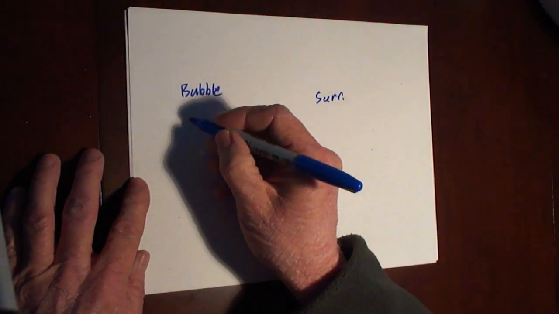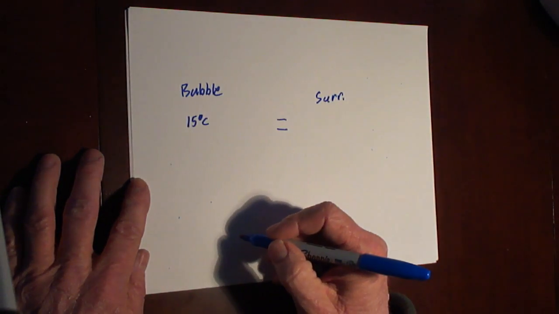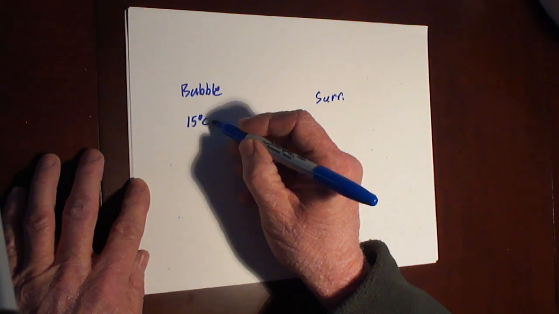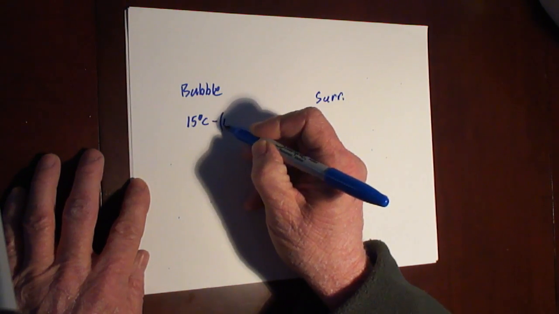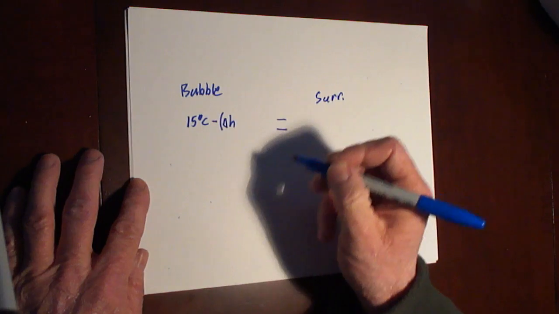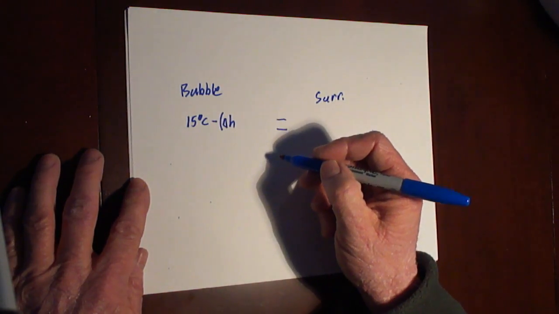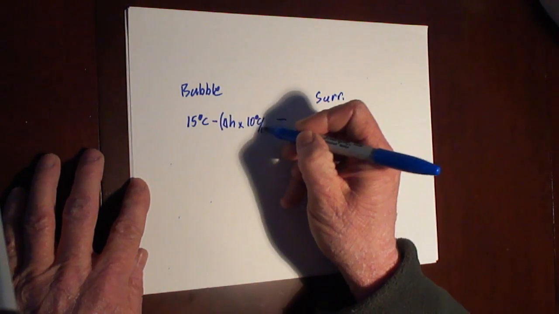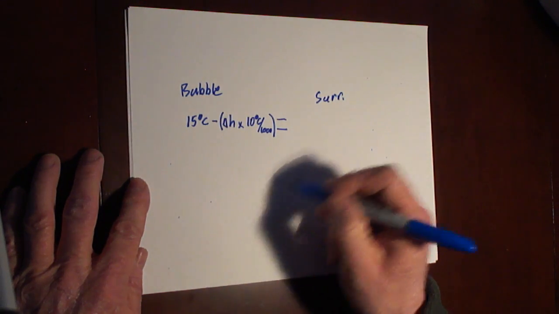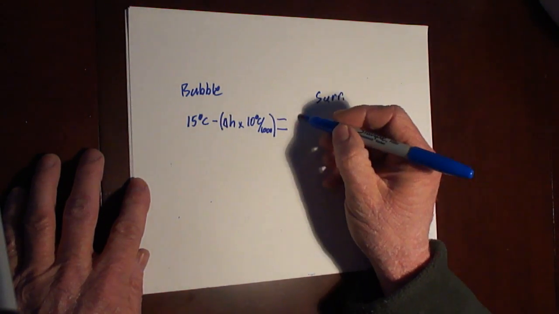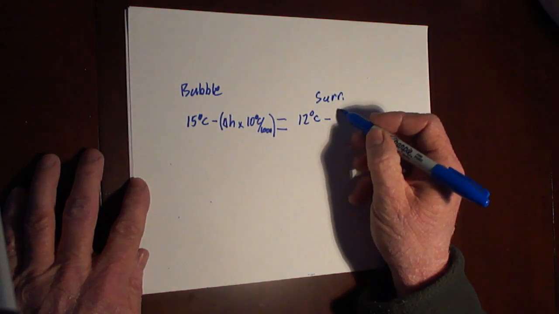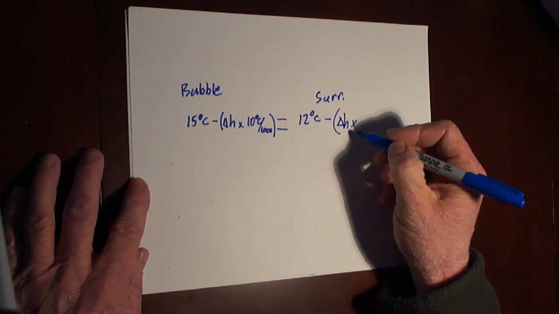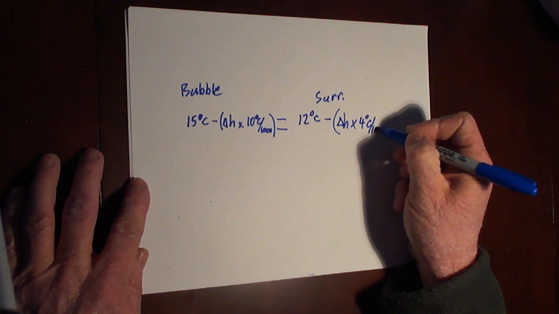For the bubble, the air started at 15 degrees Celsius, minus the change in altitude, delta H, which I'm going to turn into an x in a minute, times my dry adiabatic lapse rate, which is 10 degrees Celsius for every 1,000 meters. Now my surroundings started at 12 degrees C, minus delta H, the change in altitude, times, in that case, 4 degrees Celsius for every 1,000 meters.